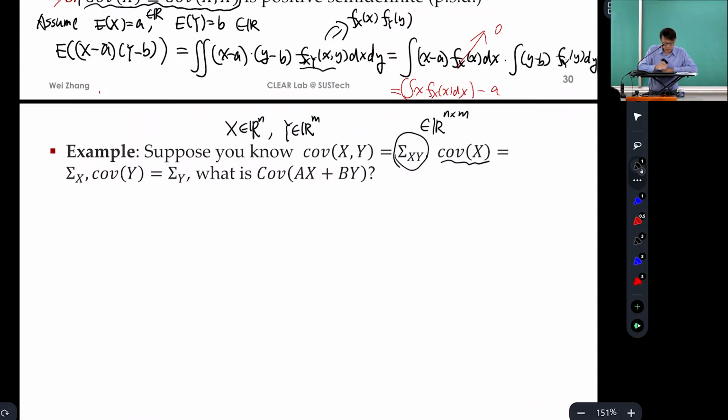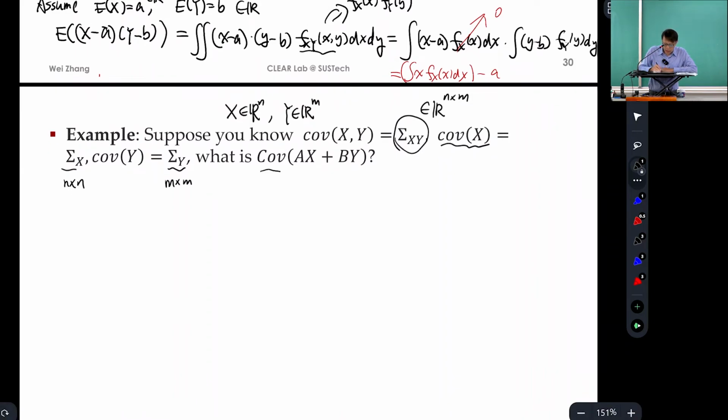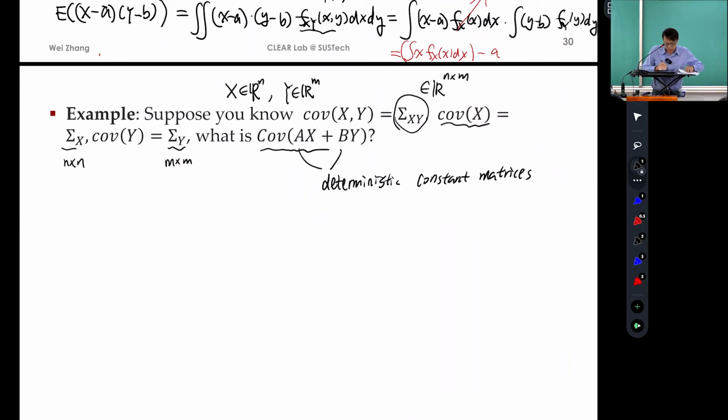So this is a deterministic matrix. Covariance of X is another matrix, which is square, n by n, and covariance of Y is m by m. Now, suppose I gave you those matrices; I don't want to write down the numbers, so picture them as numbers in matrices of those different sizes. What is the covariance of AX plus BY, where A and B are deterministic constant matrices?